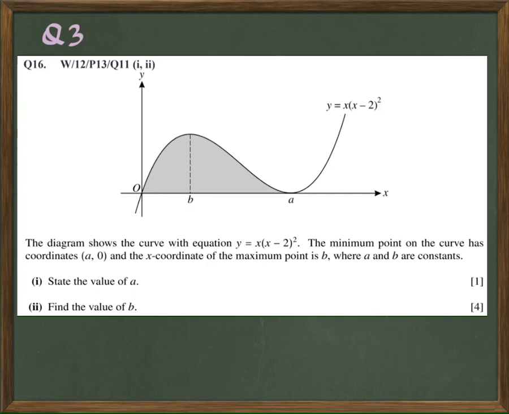Now it says the minimum point of the curve has coordinates such and such. The x coordinate of the maximum is B, where A and B are constants. From the graph, you can decide for yourself that A is positive, B is positive. Maybe, if it comes out to be negative, you have to discard the negative value. State the value of A, find the value of B. Now the question could have simply asked, find the values of A and B. Let's go with that scenario and then we will think, why does it say state A and find B?